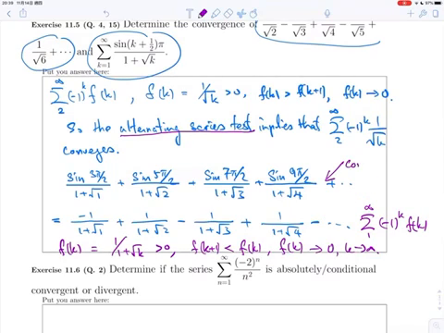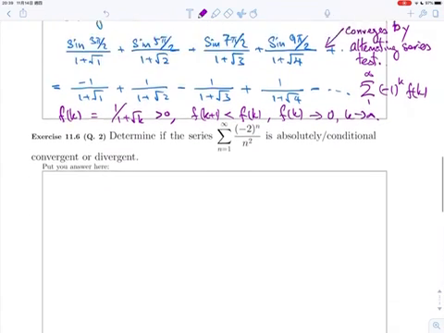So this series converges by alternating series test. So that completes the problem.